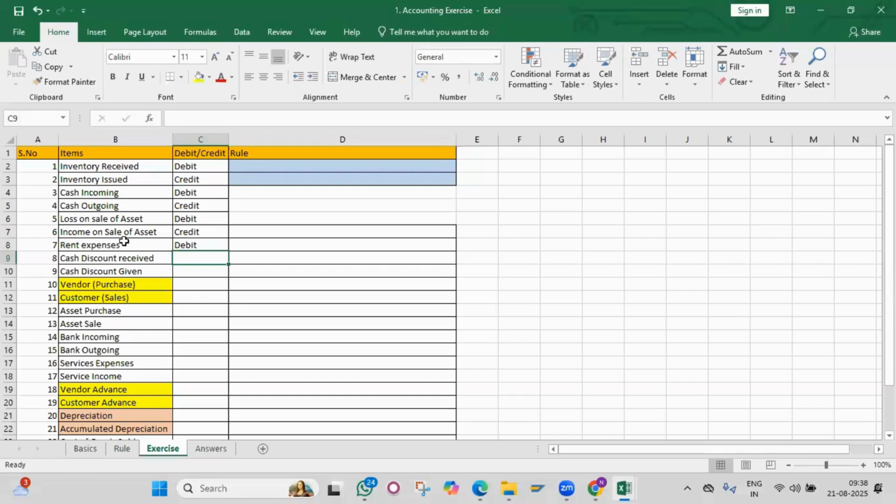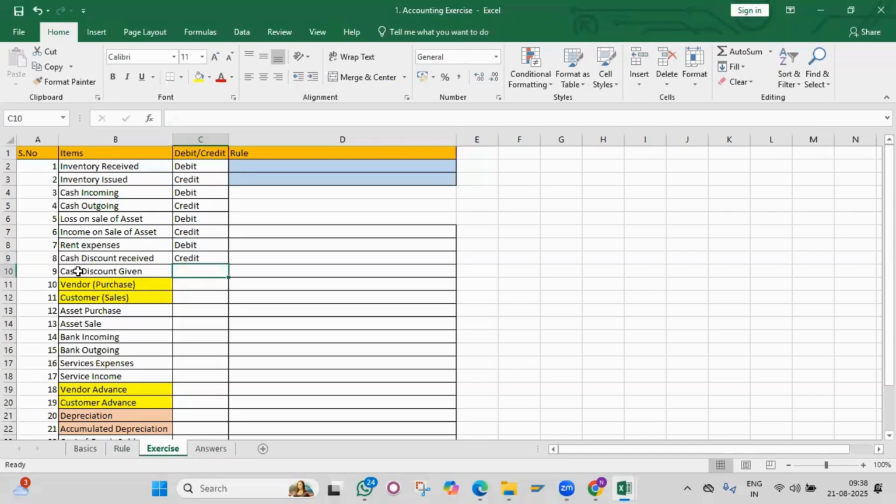Cash discount received: income, credit. We are getting a benefit. Say we are going to Apple to buy a phone. We thought it was 1 lakh rupees. While paying, they said, boss, you are getting a 5,000 discount. That's a cash discount received. We thought 1 lakh, so that is an income for us. Income is credit.